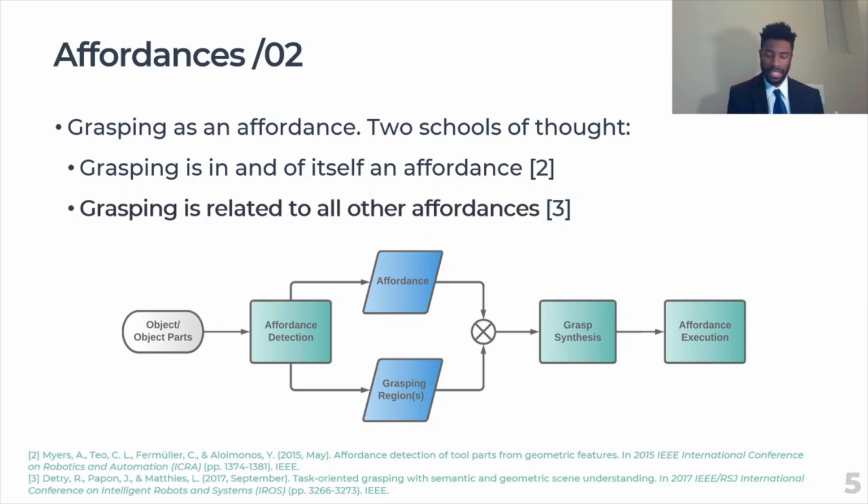When you think about affordances and grasping, there are two main schools of thought. That grasping is in and of itself an affordance, which is the idea that every object can be grasped, which is true. But we like to think of grasping as related to all other affordances, which is the idea that every affordance, in order to execute it, needs a grasp to back that up. Starting from this framework down here on the slide, starting from the object and the object's parts, you extract the affordances, and then those affordances are what are used to inform the grasp synthesis. When you talk about handwriting versus swinging a hammer, those require different grasps, and so you want to use those affordances in order to inform those grasps. Then you can execute the affordances at the end of this framework and execute the tasks that you're trying to accomplish.